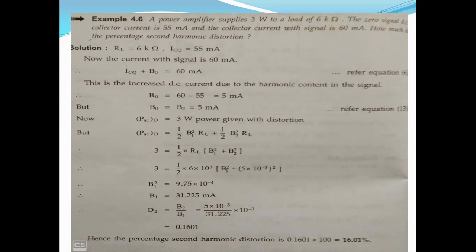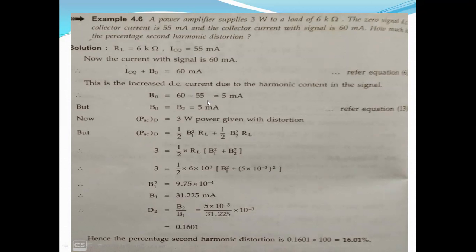And what is RL? Load is 6 kilo ohms. So 3 is equal to half into 6 into 10 cube into B1 square, we should find out this value, plus B2, which is 5 milliamps, so 5 into 10 power minus 3 whole square. If you simplify the equation, then B1 is equal to 31.22 milliamps. Okay, so this is the B1 value.